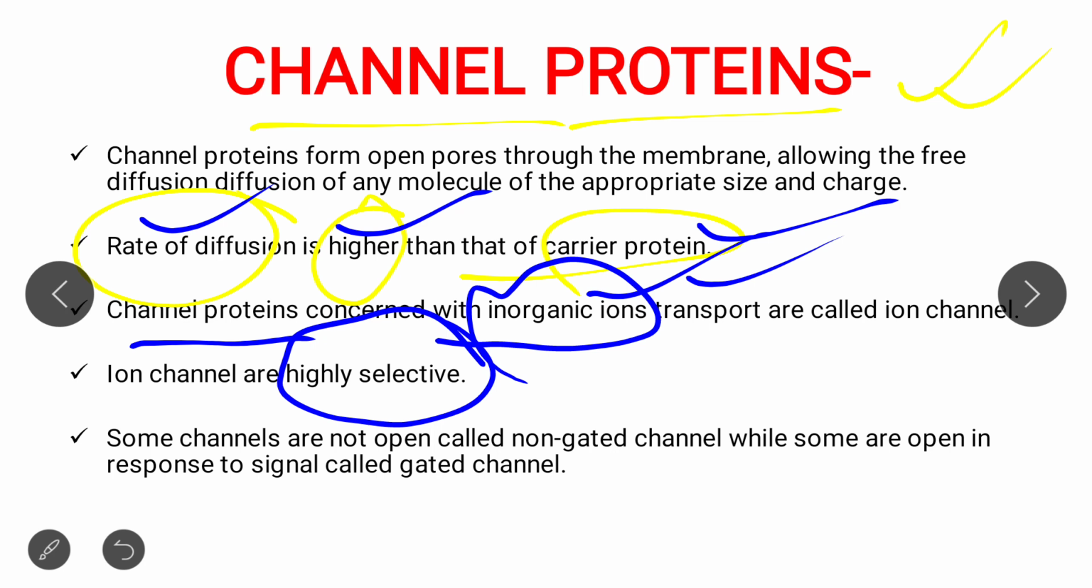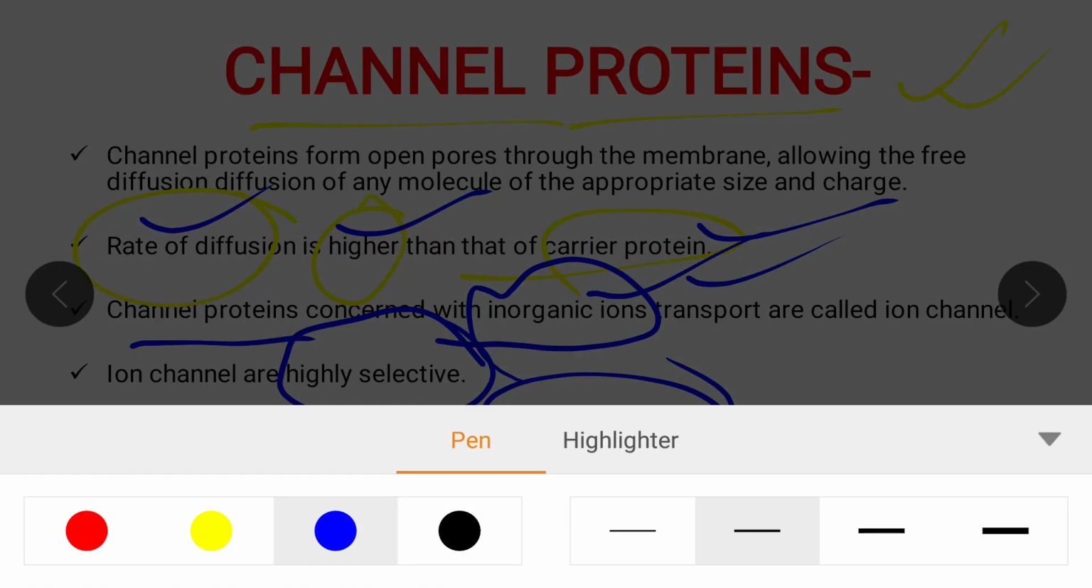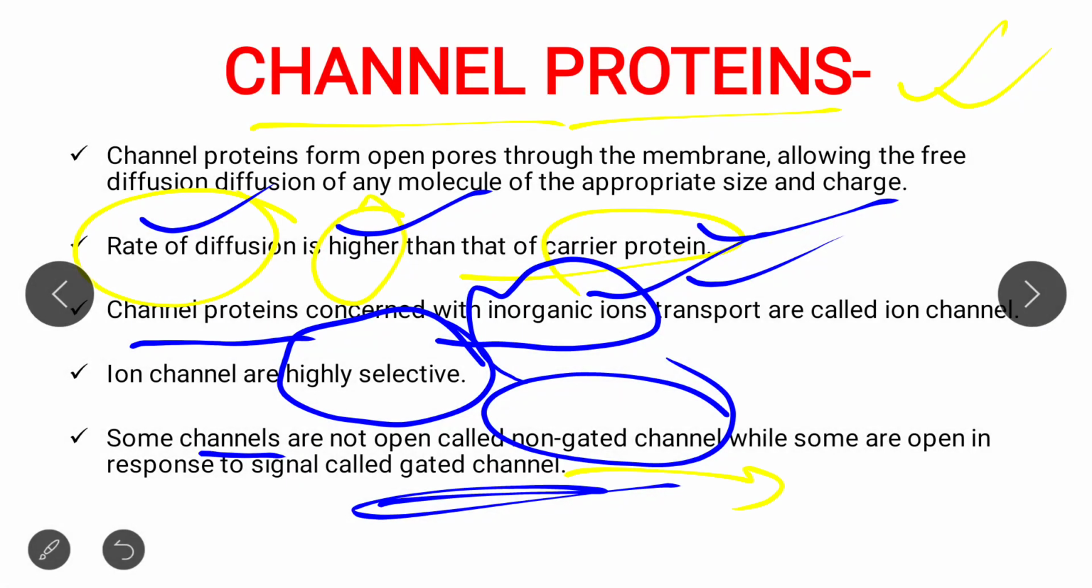And the last point is that some channel proteins are gated and some channel proteins are non-gated. What do you mean by gated and non-gated? See, gated means it requires some signal, like a voltage signal or a ligand signal, and without that signal the channel will not open. Without any stimulation the channel will not open. That is gated. In the case of non-gated, it does not require any signal, it is permanently open. So these are the two types of channel proteins.